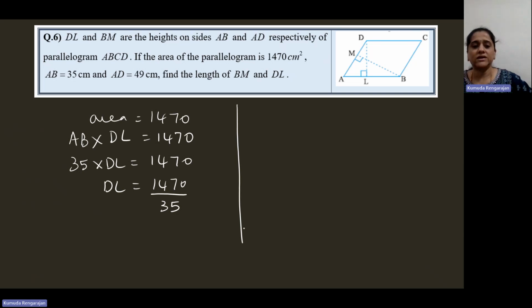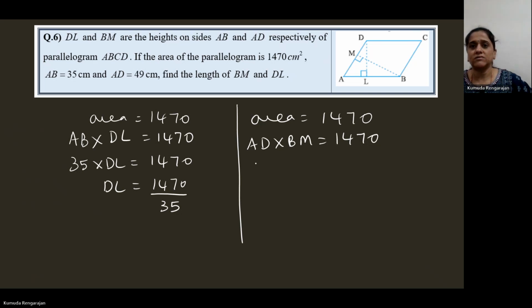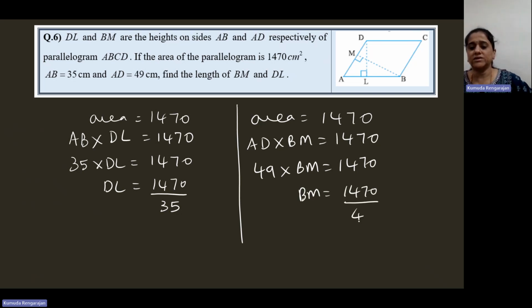Okay, then again, area is equal to 1470. Base AD into height BM is equal to 1470. How much is AD? 49 into BM is equal to 1470. So BM is equal to 1470 divided by 49. Simplify. That's all. All right.